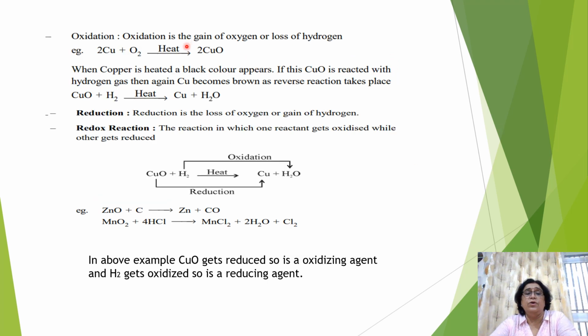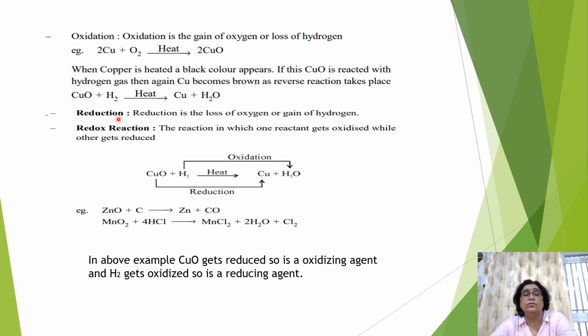So what is oxidation? Oxidation is gain of oxygen or loss of hydrogen. Copper plus oxygen gives you copper oxide. What type of reaction is it? Oxidation. Okay. When copper is heated, a black colored substance is formed. If this copper oxide is reacted with hydrogen gas, then what happens? It changes to copper and water is formed.